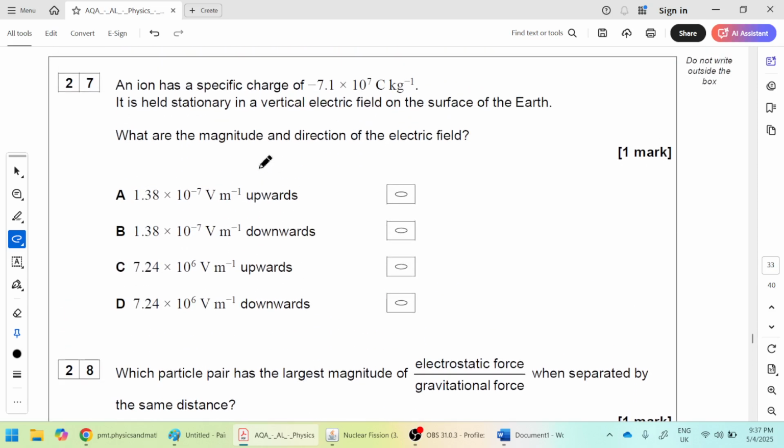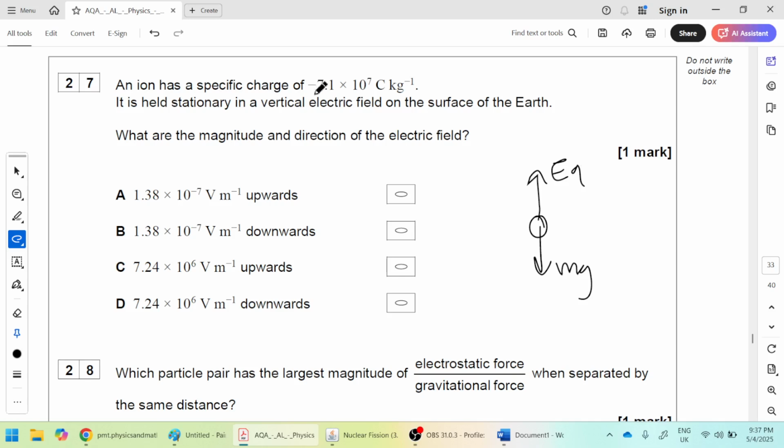A 27 ion has a specific charge of 7.1 times 10 to the power 7 and is held stationary in a vertical electric field on the surface of the Earth. What are the magnitude and direction of the electric field? Let's see. So the ion is like this. This is mg. So the force Q E has to be up. Magnitude and direction of the electric field.